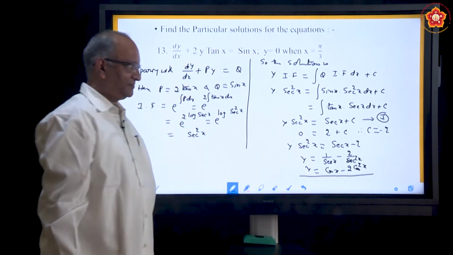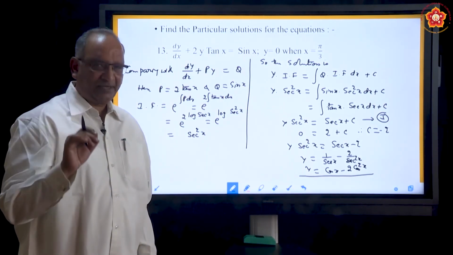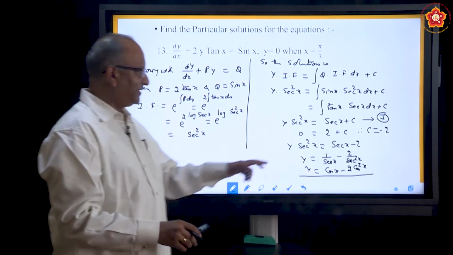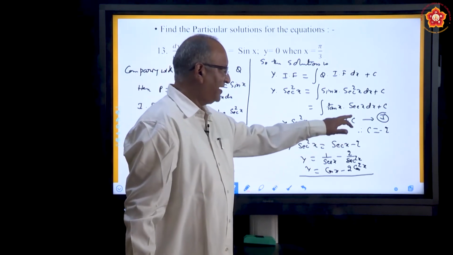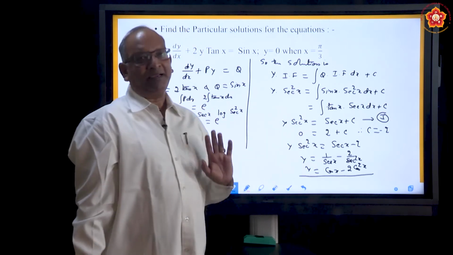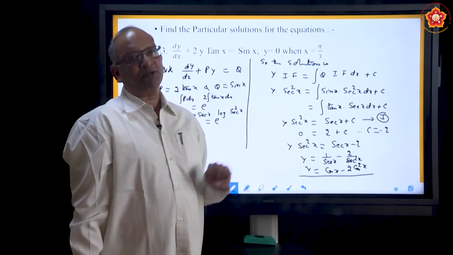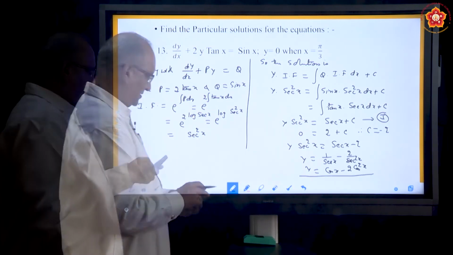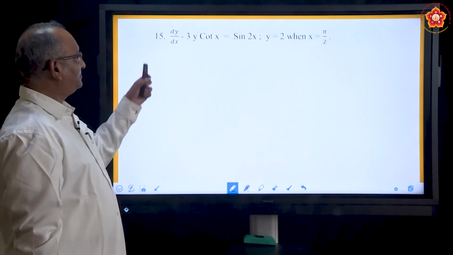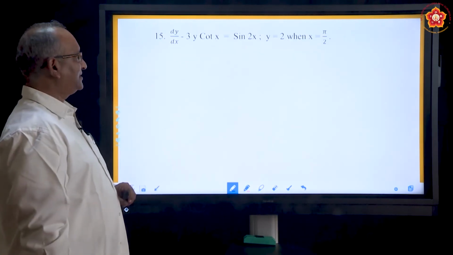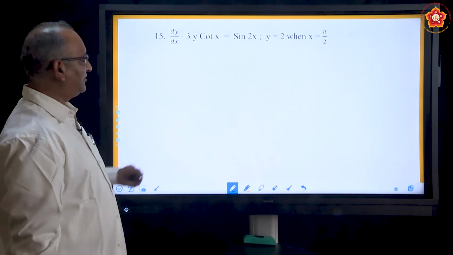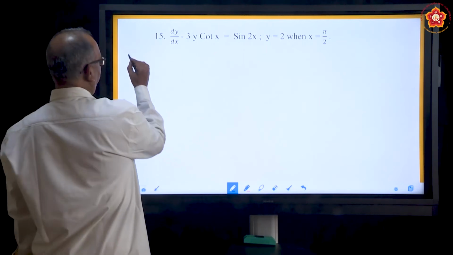This is the answer. So, the particular solution differs only in the last part where we find the value of the constant of integration, but otherwise the procedure is the same. Okay. We will move on to the next problem. More or less it is also of the same type. There is no big difficulty.